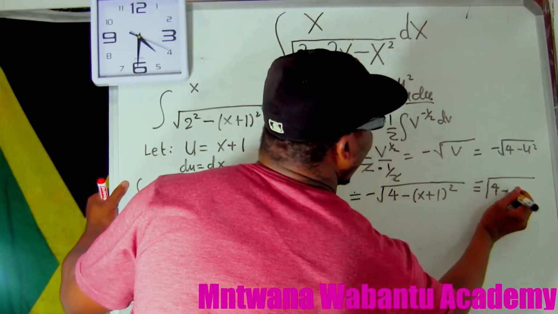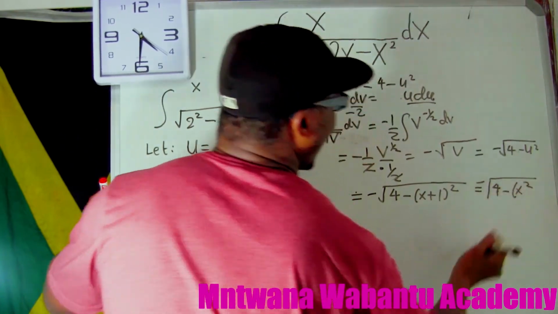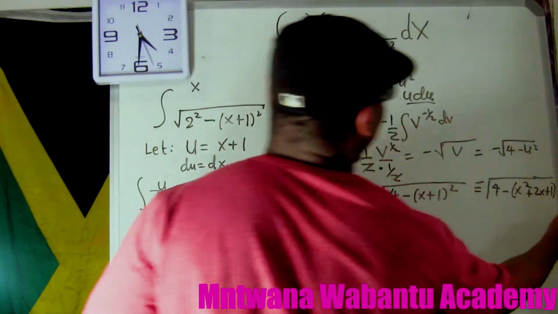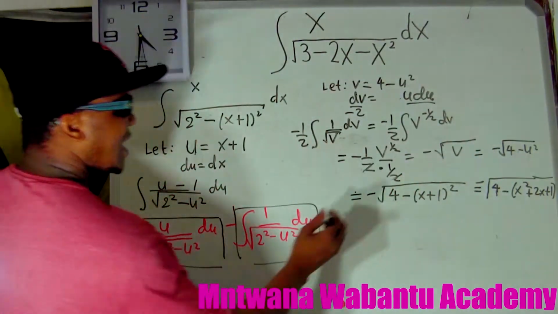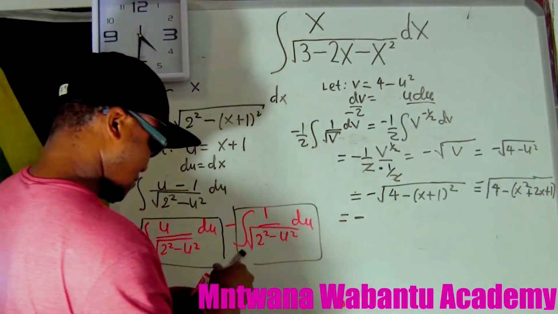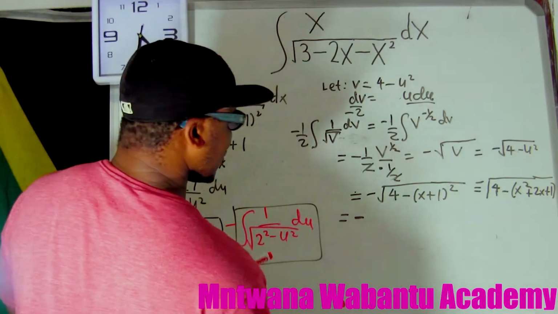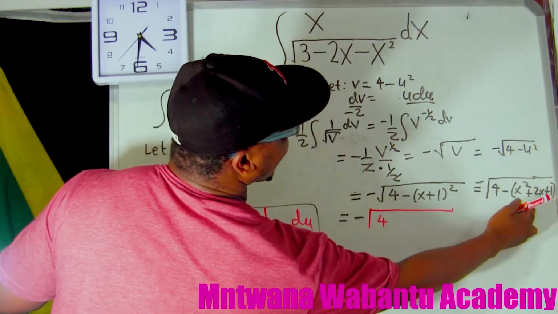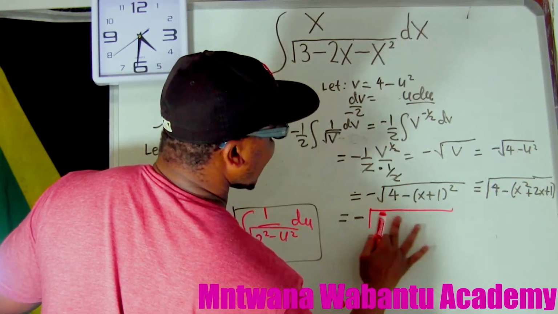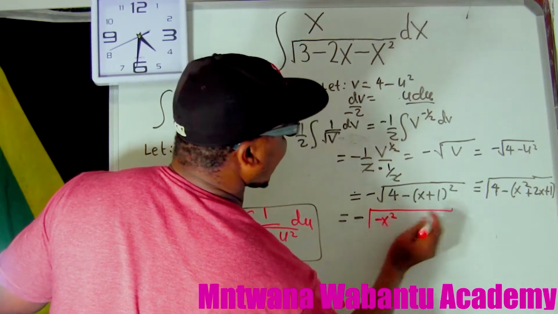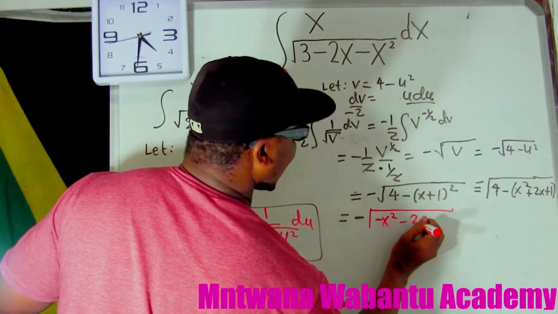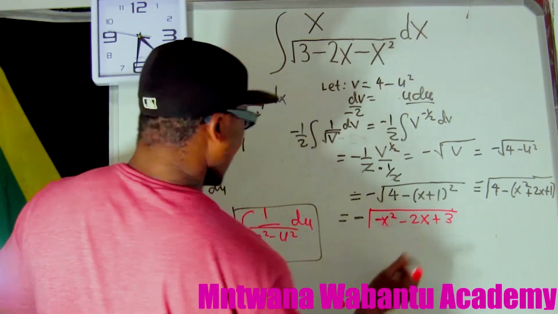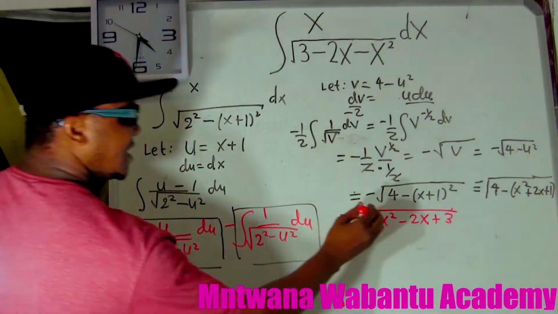We got negative here, so we have a 4, and then we write a little bracket: minus (x plus 1) squared, which is x squared plus 2x plus 1. If you expand that, now we can put that inside, so we still have our negative, and then we have a root. So this is going to be 4 minus x squared minus 2x minus 1. Negative x squared, negative 2x, and 4 minus 1 equals positive 3. So all this stuff gives us this expression here.